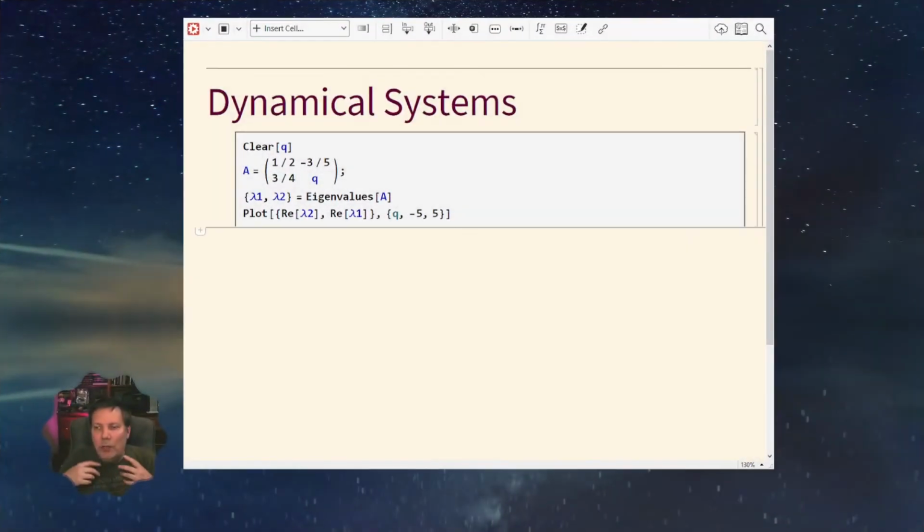In this video, I want to talk about a matrix with an unknown in it, specifically the matrix I have up here. What I want to do is talk about what values of Q are going to produce a stable system, an unstable system, or a dynamically stable system. So the first thing I want to do is investigate the eigenvalues.